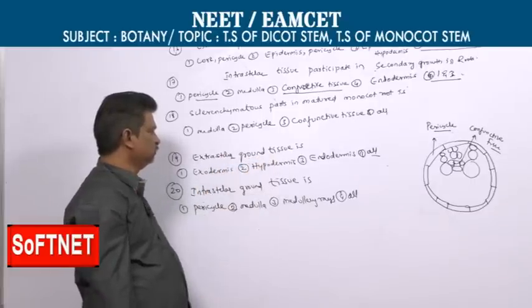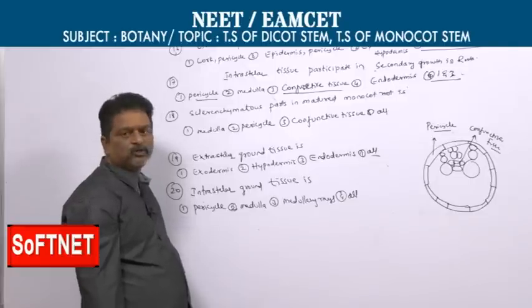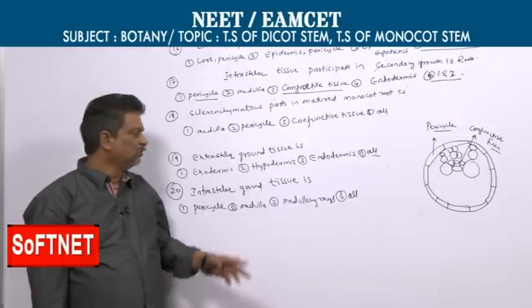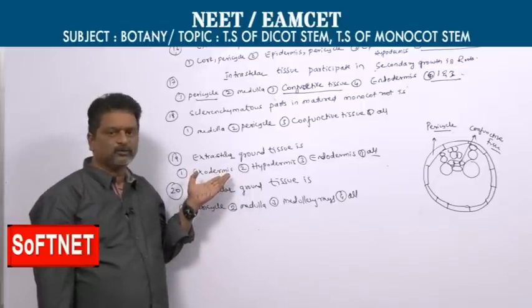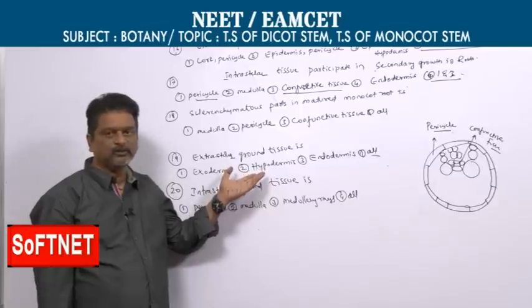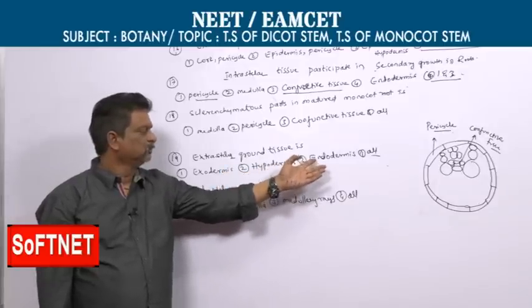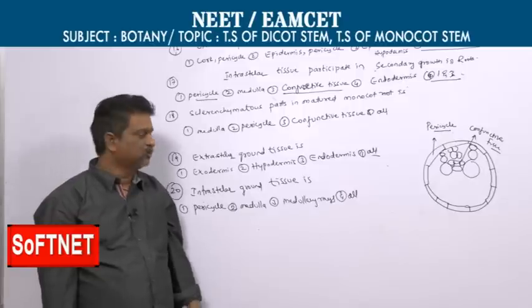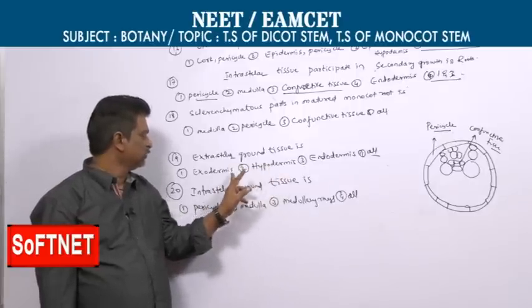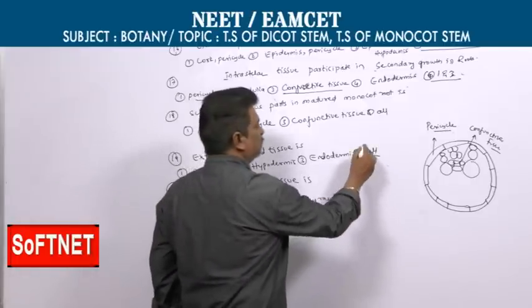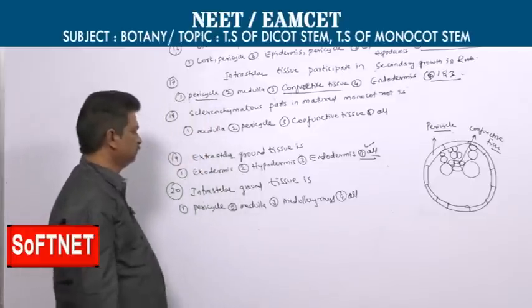The next one: extrastellar ground tissue. Actually, ground tissue has two types, extrastellar and intrastellar. Extrastellar means outside the stele. Outside the stele, exodermis is present in roots, and hypodermis is present in stems. In both root and stem, there is endodermis, present outside the stele. So extrastellar ground tissues are exodermis, hypodermis and endodermis. So all are extrastellar ground tissues.